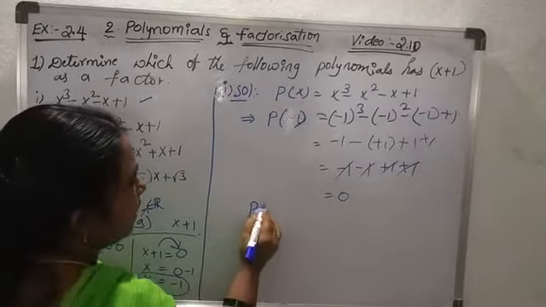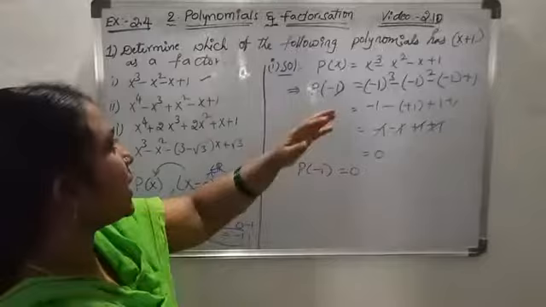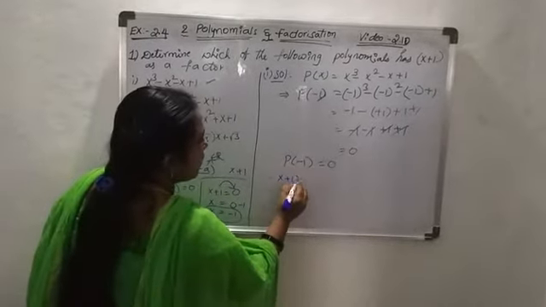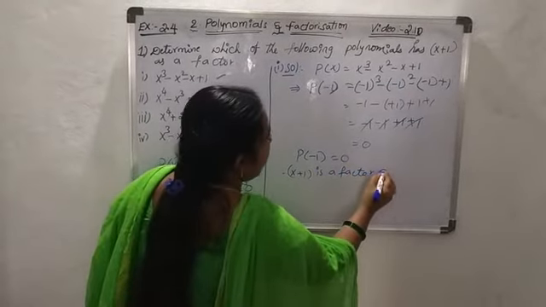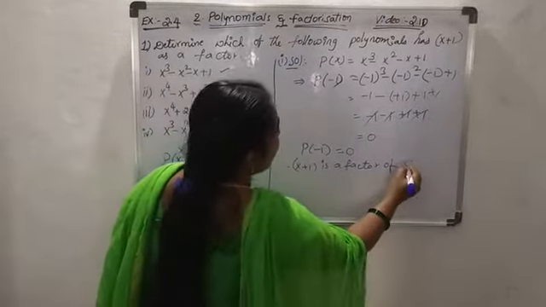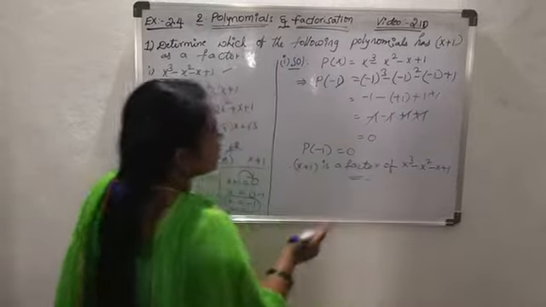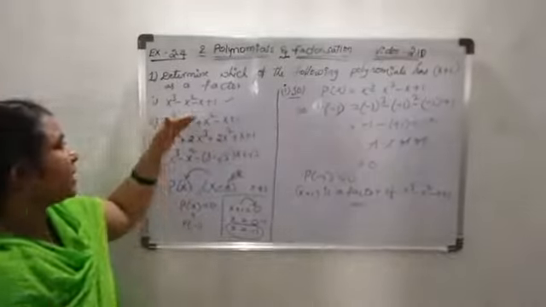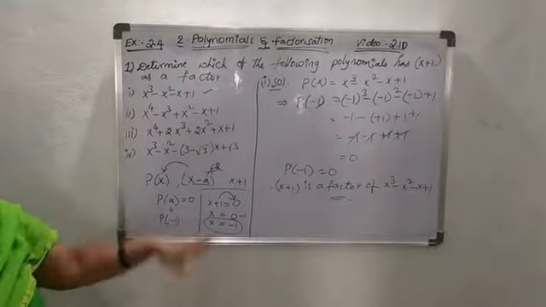So p of minus 1 is equal to 0. Here we are getting remainder 0. Therefore x plus 1 is a factor of the polynomial x cube minus x square minus x plus 1. Like this you have to solve every problem in this bit. Just substitute minus 1 in each problem. If you get remainder 0, then it is a factor. Otherwise it is not a factor.